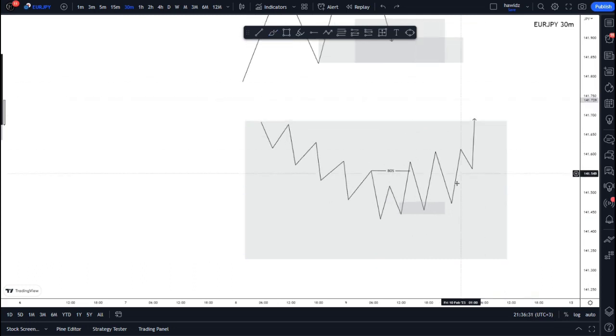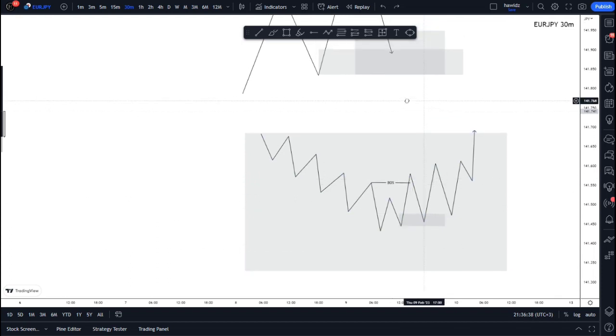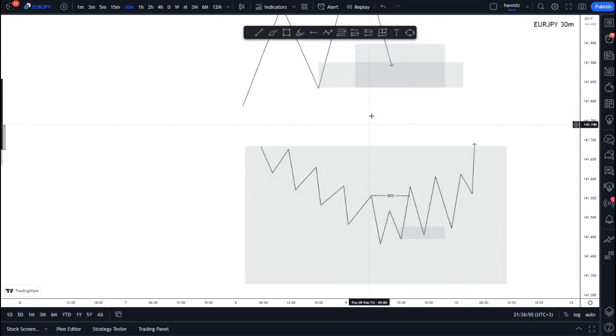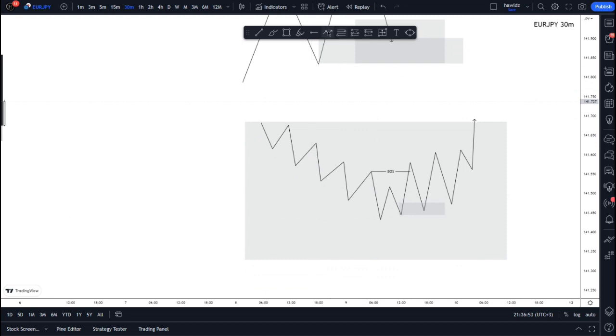Now this is just a theoretical example, right? And the exact opposite of this is true for a bearish example. Now just to make the video short, I'm only going to do a bullish example. Perhaps in another video we'll do a bearish example.